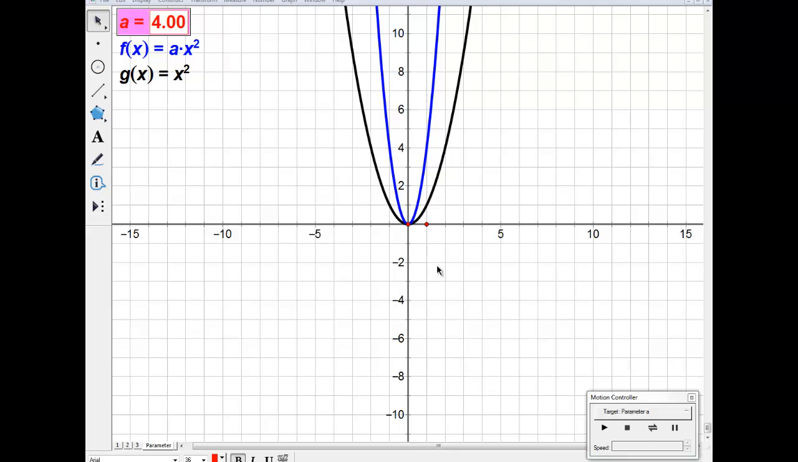And so one thing to remember is that if the absolute value of your coefficient is bigger than 1, you have a narrower graph. If the absolute value of your coefficient is closer to 0, so between 0 and 1, then you will have a wider graph. A positive coefficient of x² makes the parabola face up, and negative will make it face down.